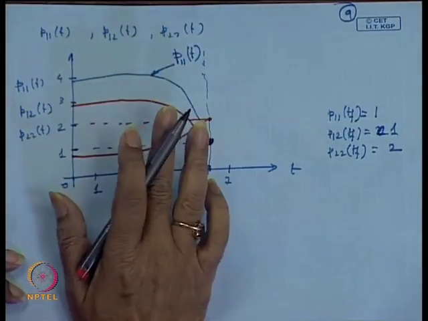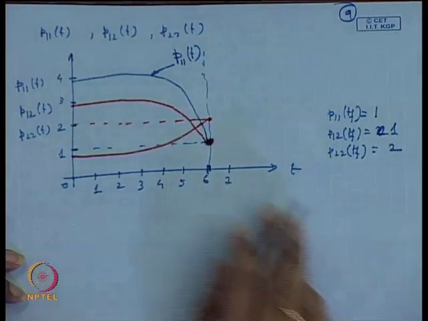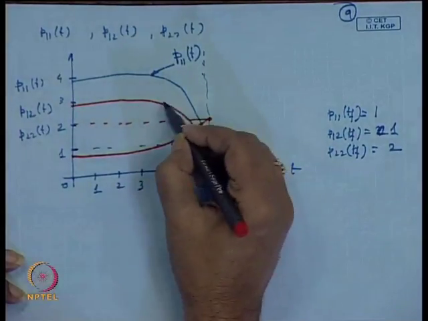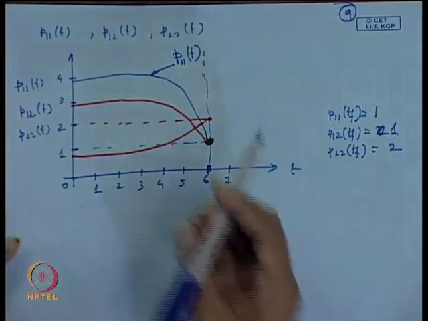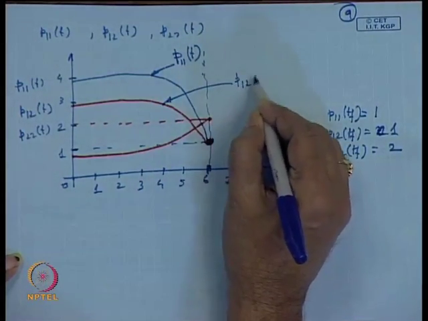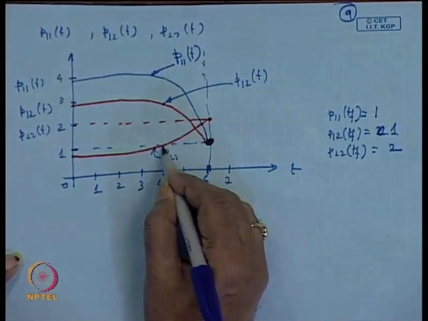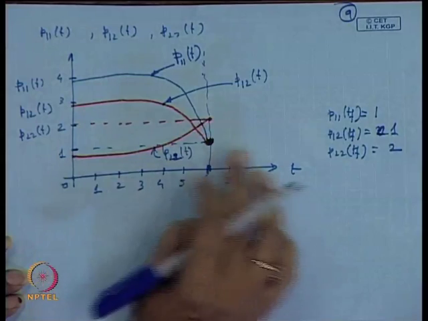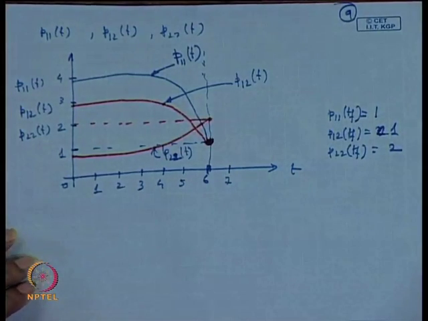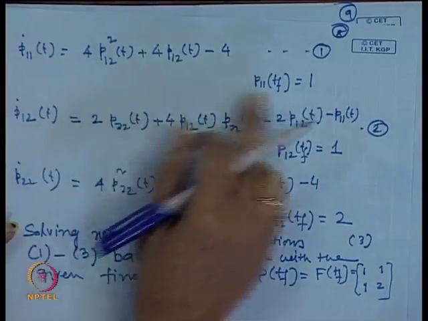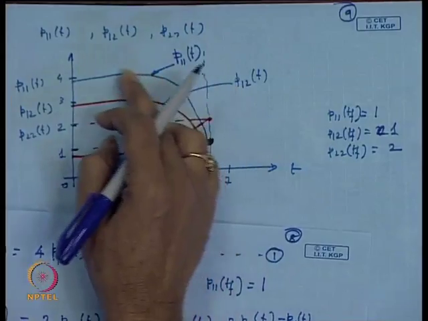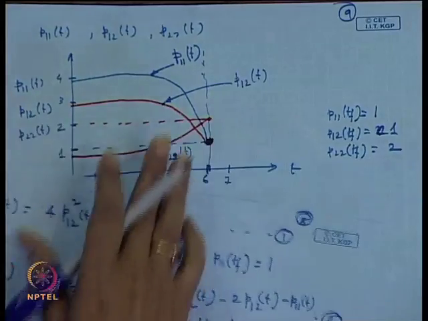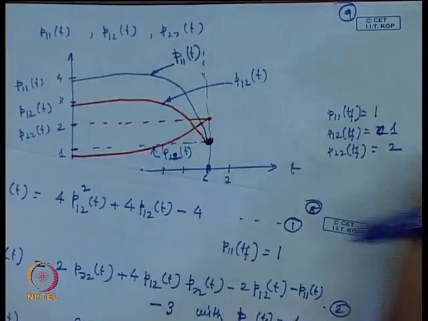I am showing the nature of the solution; it is not the solution corresponding to the problem we are now discussing. So if you solve this set of equations with backward integration in time, the trajectory of P11 you will get like this way, the trajectory of P12 like this way, and P22 this way. It is not corresponding to the problem we have considered.